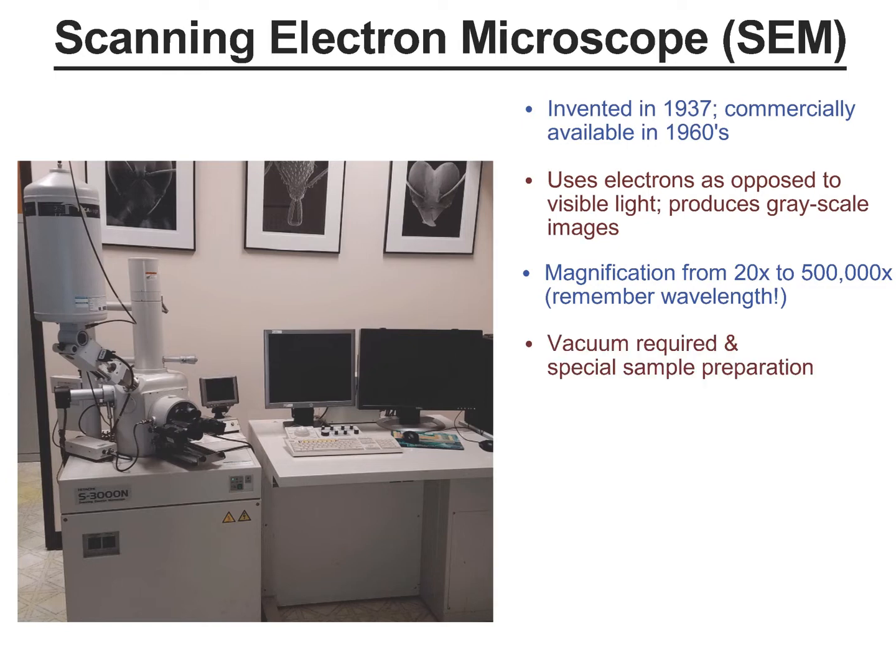Since electrons are used in an SEM, it's necessary that the interior of the microscope and the objects observed be in a high vacuum. The reason is because air molecules would block the movement of electrons in the microscope.